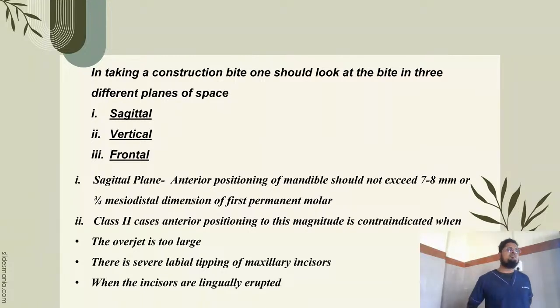In the sagittal plane, the anteroposterior position of the mandible should not exceed 7 to 8 mm or 3/4 of the mesiodistal dimension of the first permanent molar. In class 2 cases, anterior positioning to this magnitude is contraindicated when the bite is too large, when there is severe labial tipping of the maxillary incisors, or when the upper incisors are lingually erupted.